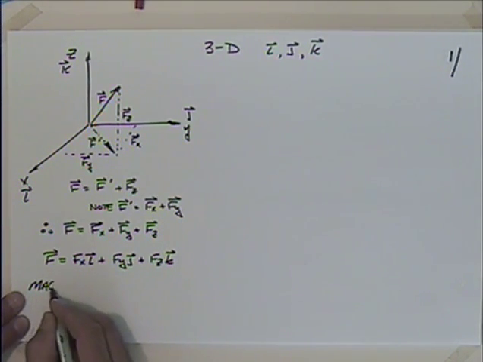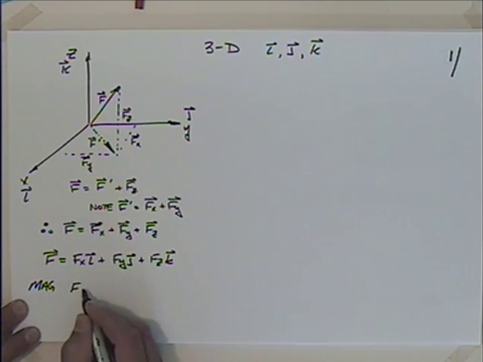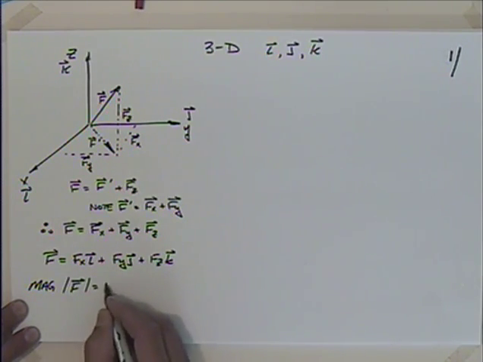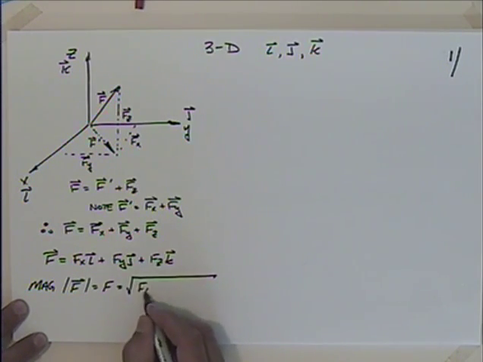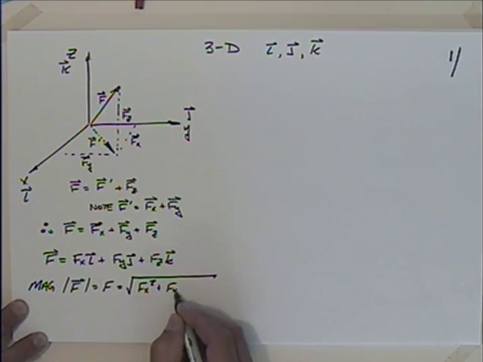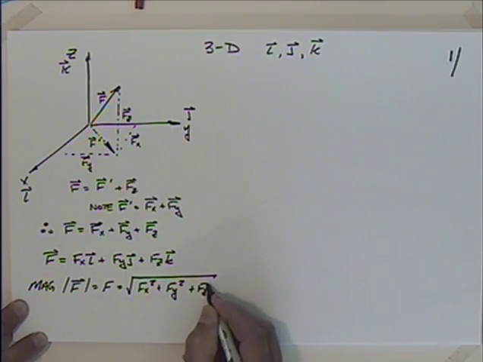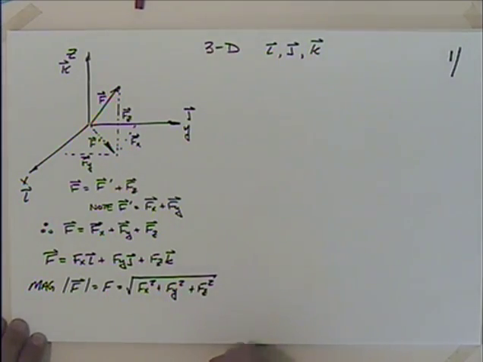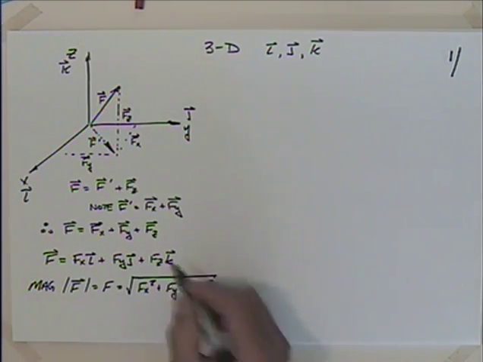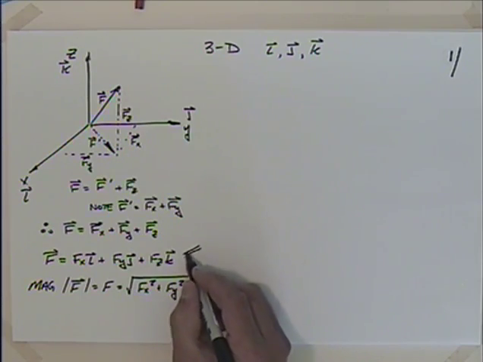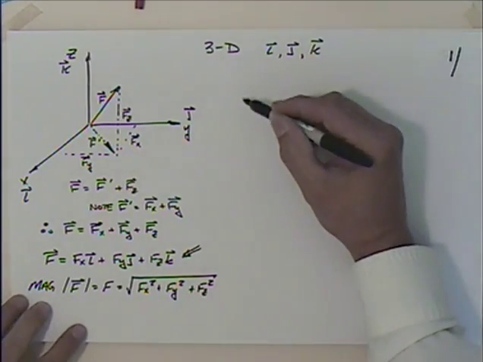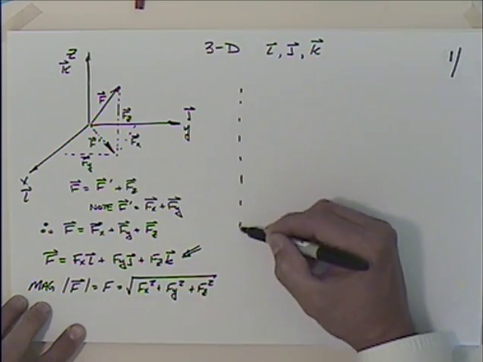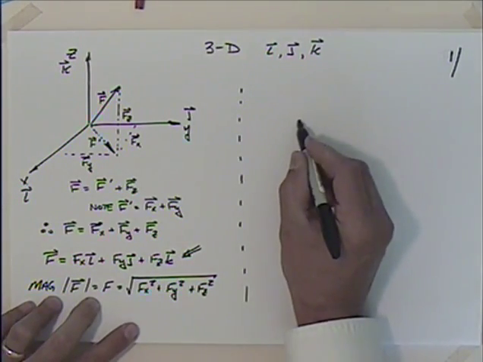Well, if we look at the magnitude of this, we could say that the magnitude of f is equal to the square root of fx squared plus fy squared plus fz squared. Now we said this was a Cartesian form. If we want to start looking at a polar form with a magnitude, we need more than just one angle. So let's talk about that. Let me put another right-hand coordinate system here.